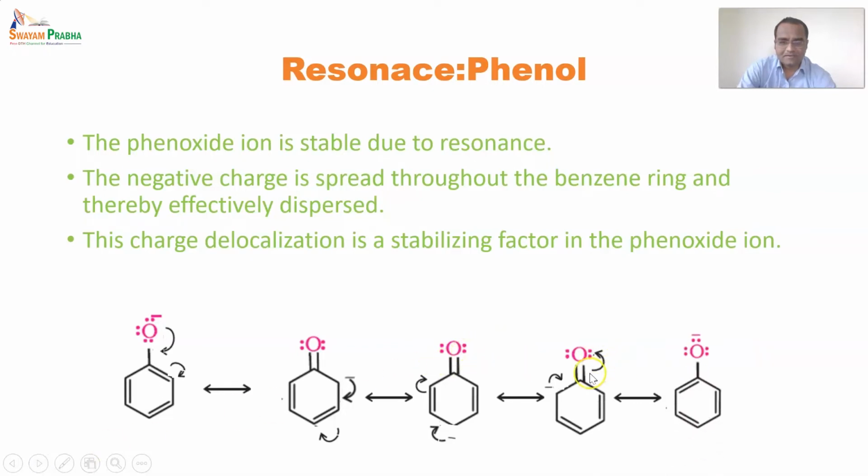Here it can be seen that as soon as the new bond forms, the pi bond between carbon and oxygen breaks simultaneously, and the lone pair of electrons is transferred onto oxygen. Again you can see there are three lone pairs of electrons with a negative charge on oxygen. In this way the phenoxide ion delocalizes its charge, and these are all the resonating structures of the phenoxide ion.